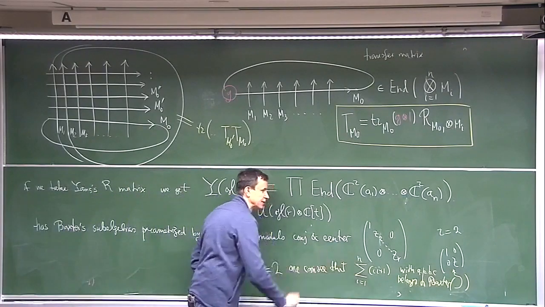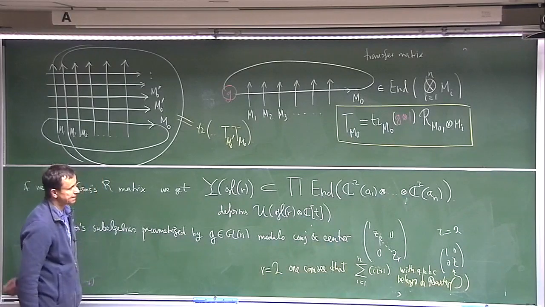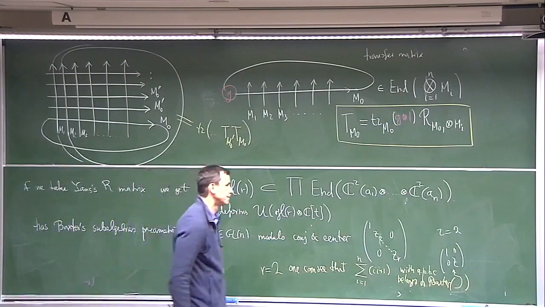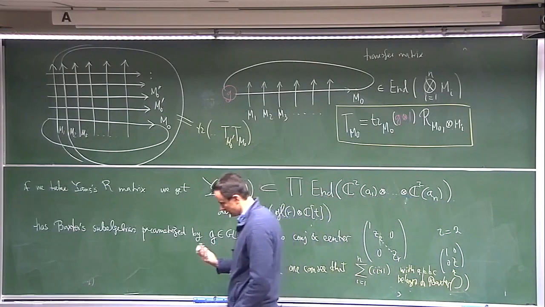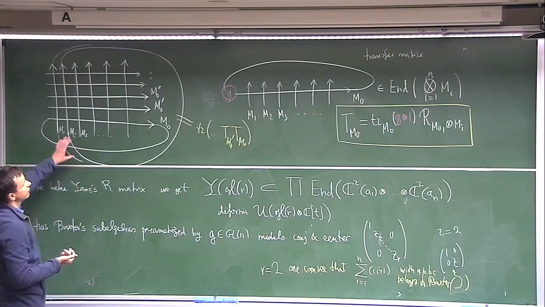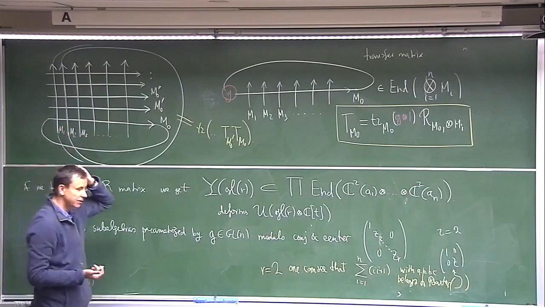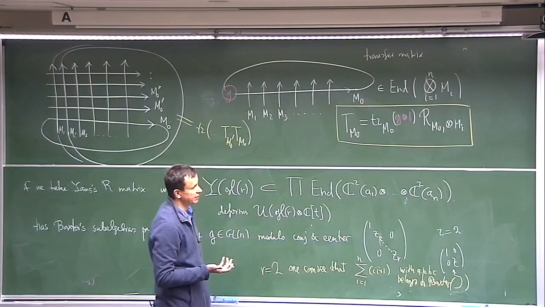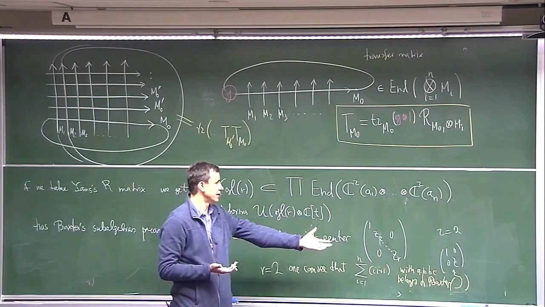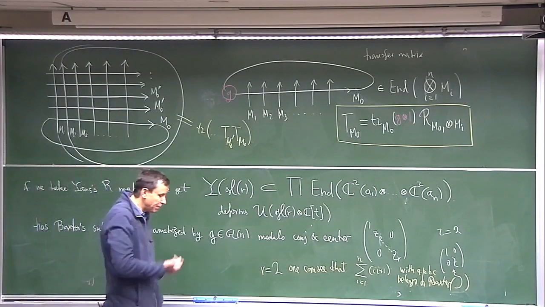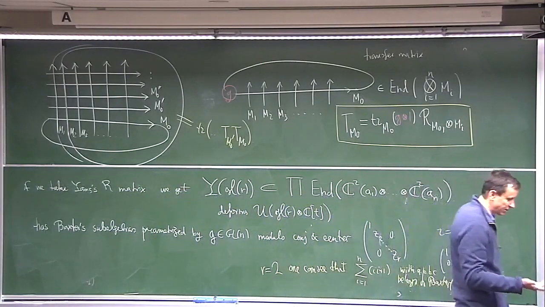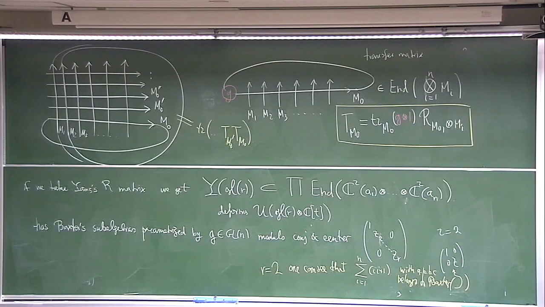It's not an entirely trivial computation, but it can be done. And so this says that this Baxter mechanism of producing many commuting operators works not only for this lattice model, but also for related models of quantum mechanics, namely in this case a spin chain. So this gives a big supply of, in fact a maximal commutative subalgebra of operators that contain my Hamiltonian.